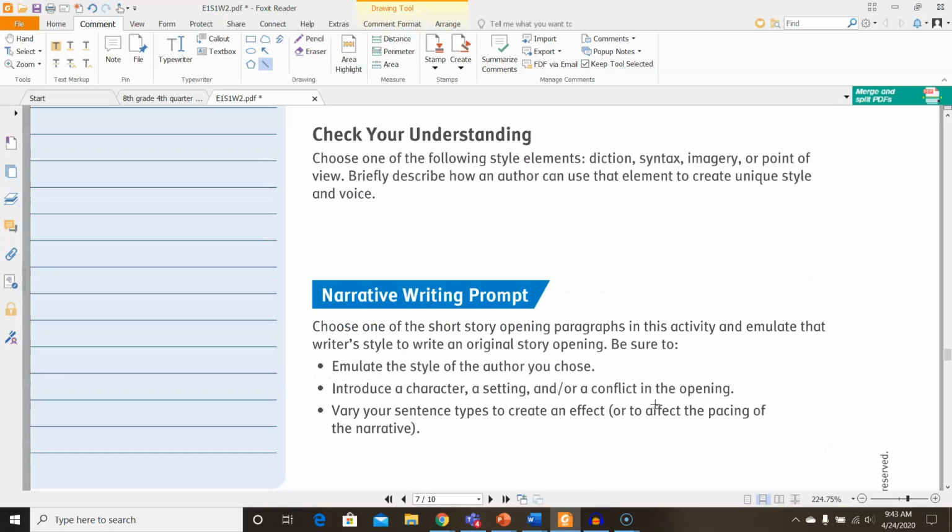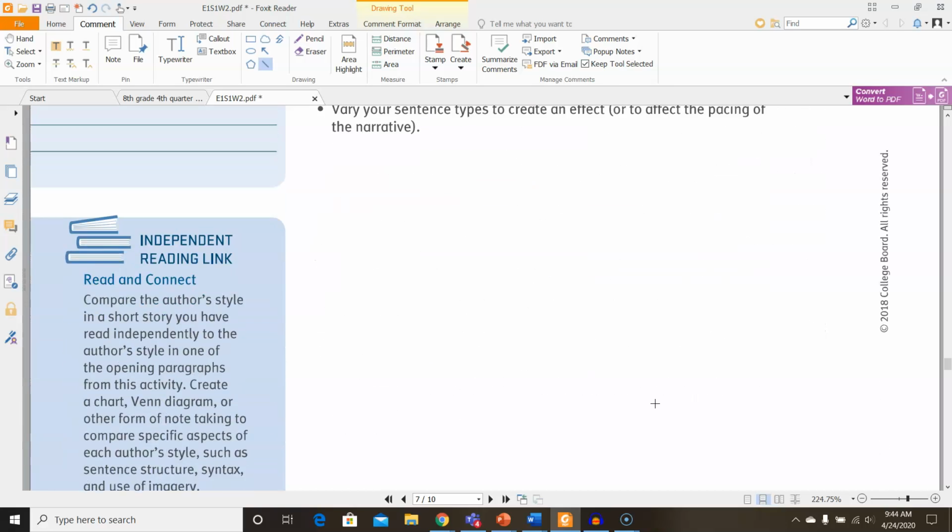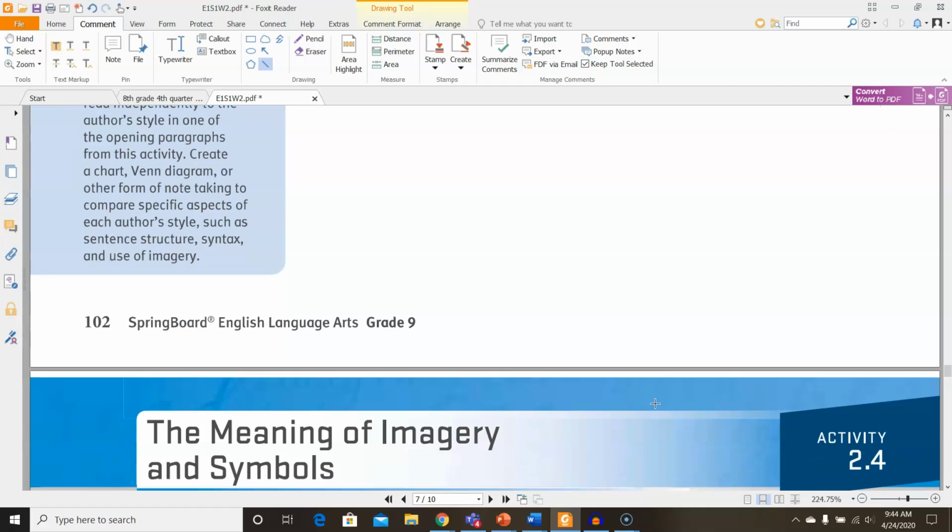So for our narrative writing prompt, what you're going to do is choose one of the short story opening paragraphs that were used in this activity and emulate that writer's style in order to write an original story opening. So make sure that you're emulating the style of the author you chose, introduce a character, a setting, and/or a conflict in the opening, and then vary your sentence types to create effect, or to affect the pacing of the narrative. After you're done with that, then you will be done with this activity.